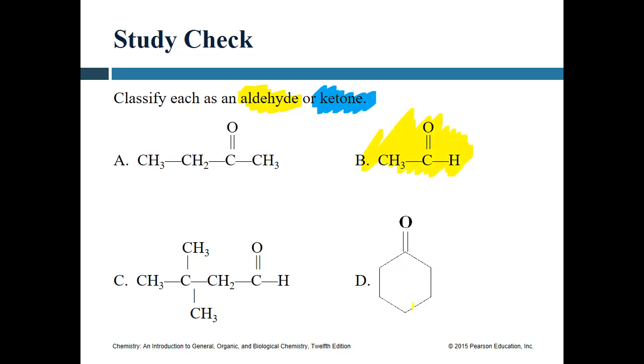How do I know that it's an aldehyde? Well, I've got the carbonyl group here on the end of the chain. So there's carbon on one side, but not on the other. That's an aldehyde. Are there any other aldehydes on this page? C. Okay, same reasoning.